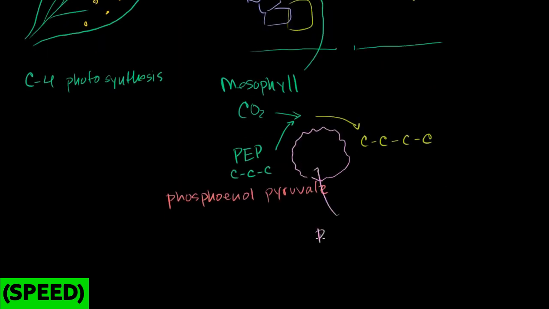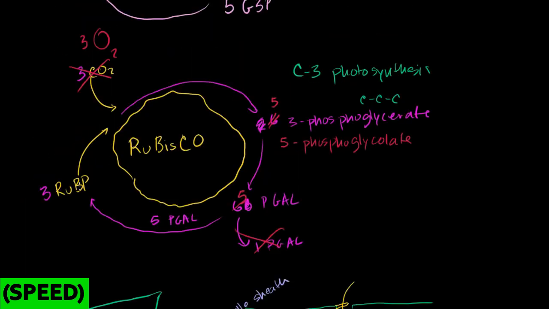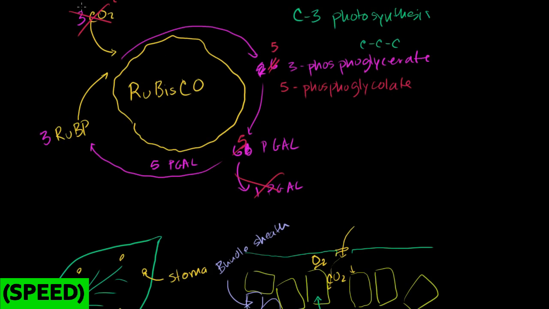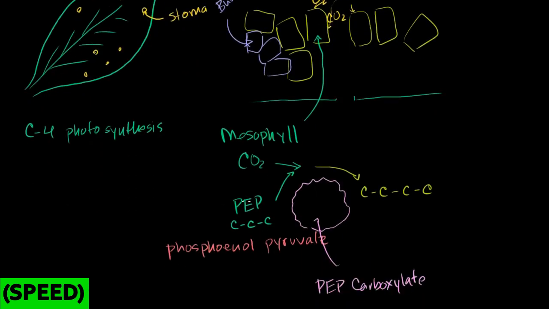Let me write it down. PEP carboxylase, and that's a fitting name. Remember, Rubisco, or ribulose bisphosphate carboxylase, reacted ribulose bisphosphate with carbon dioxide, or oxygen, that's where the oxygenase comes from. But now we have something that reacts PEP, or phosphoenol pyruvate, with carbon dioxide. So it's called PEP carboxylase. Actually, this is carboxylase, not carboxylate. Carboxylase. It's an enzyme. This is PEP carboxylase. And what's special about PEP carboxylase and why it's useful in preventing photorespiration is that it can only fix carbon, not oxygen. So you can imagine this is occurring in the mesophyll cell.